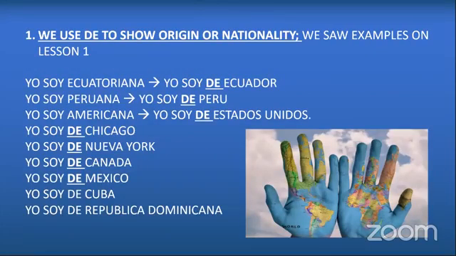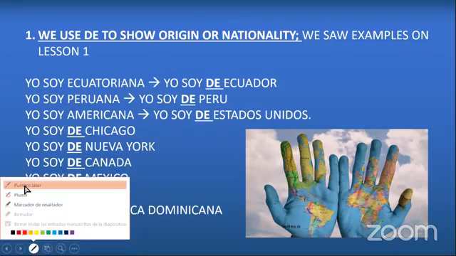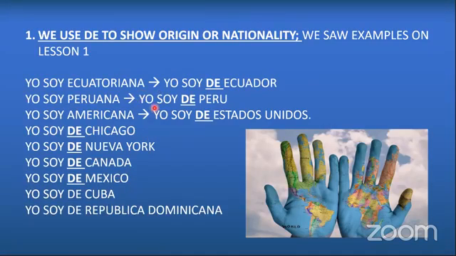This we learned in lesson 1. We use de to show origin or nationality. Remember the first class. For example, yo soy ecuatoriana. There is another way to say that: yo soy de Ecuador. Yo soy peruana. Yo soy de Perú. In this case, you use de to show the relationship between you, because you are the one that is talking, yo soy, and the country where you were born.